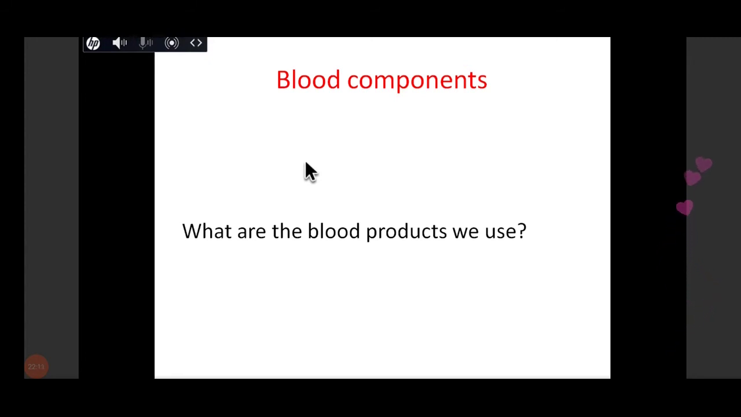So if you are asked in the viva, mainly because of COVID, and you know about transfusion, this can be the thing. And what are the blood components that you know of?